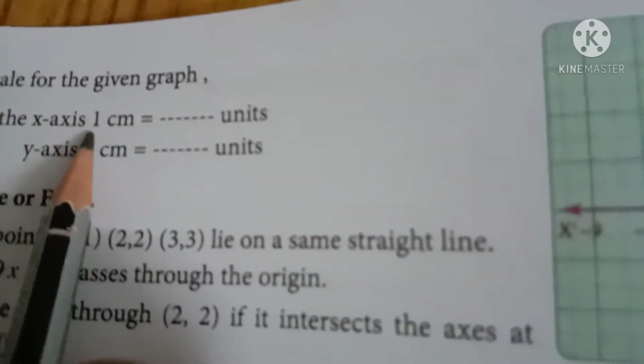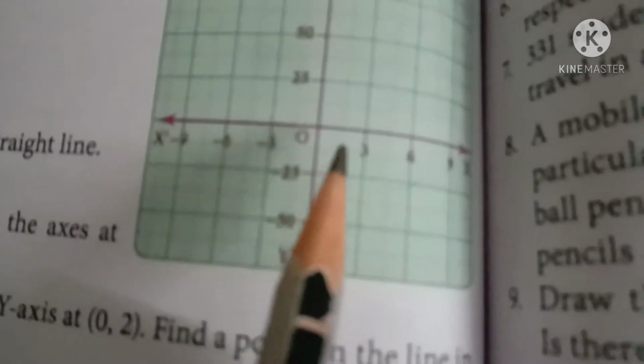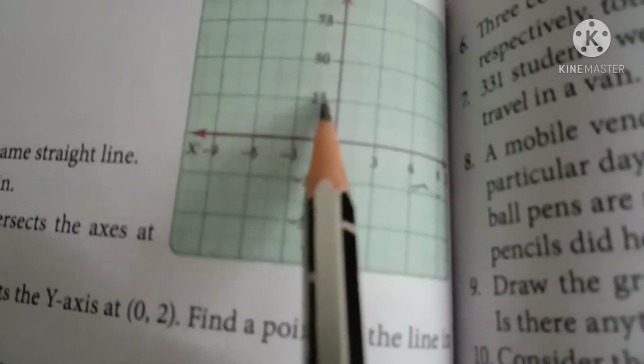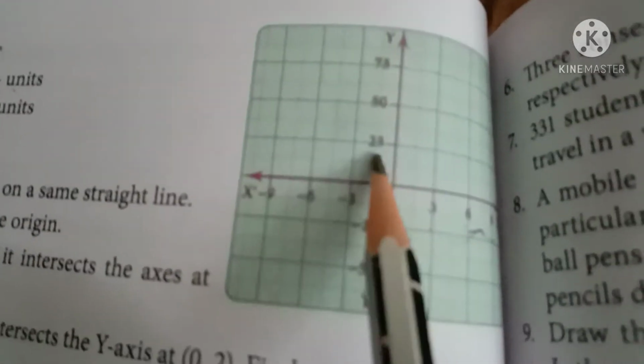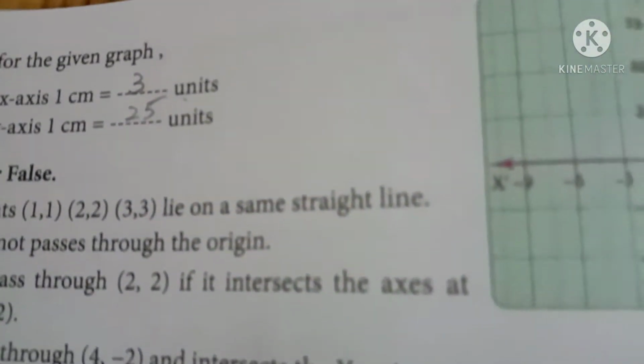Fill up the scale for the given graph. On the x-axis 1 centimeter is equal to dash units. So if you see the graph, the x-axis is a horizontal line with 3, 6, 9. That means the difference between 3 and 6 is 3. Therefore, on the x-axis 1 centimeter is equal to 3 units. And if you take the vertical line, the y-axis, they have given 25, 50, 75. The difference between 50 and 25 is 25. Therefore, on the y-axis 1 centimeter is equal to 25 units.